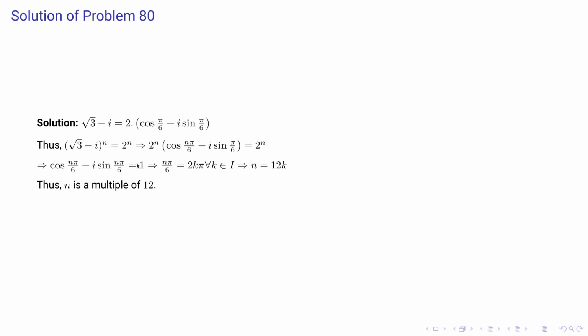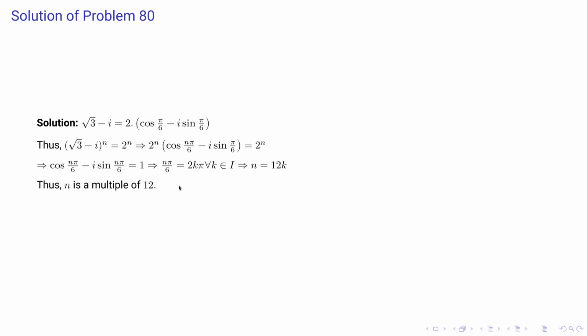So the real part is 1 and the imaginary part is 0. So sine of n pi by 6 should be 0. That means n pi by 6 is equal to 2k pi, where k is an integer. So n is equal to 12k, which means n is a multiple of 12.